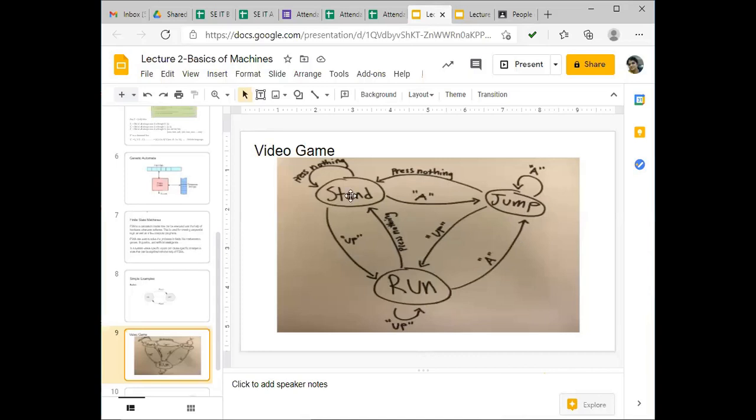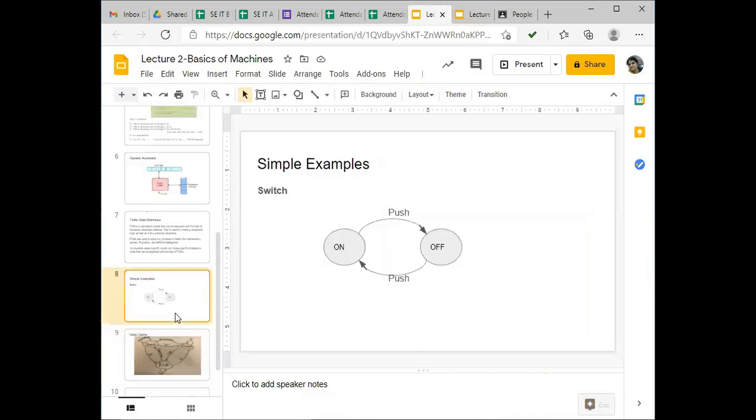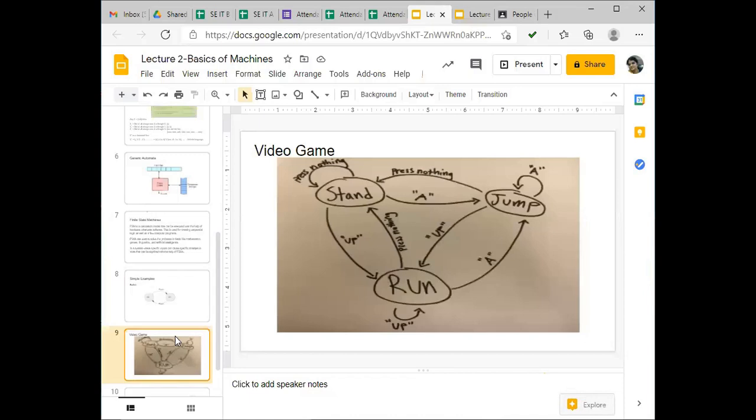If the character is in jump state, and if you press nothing, it will stand. And if the character is in jump state, and if you press up, it will be in running state. So these are simple examples that I have taken to explain what is state, what is input.